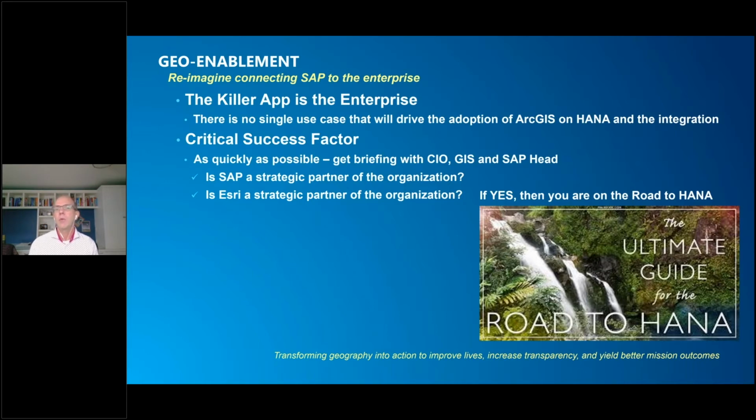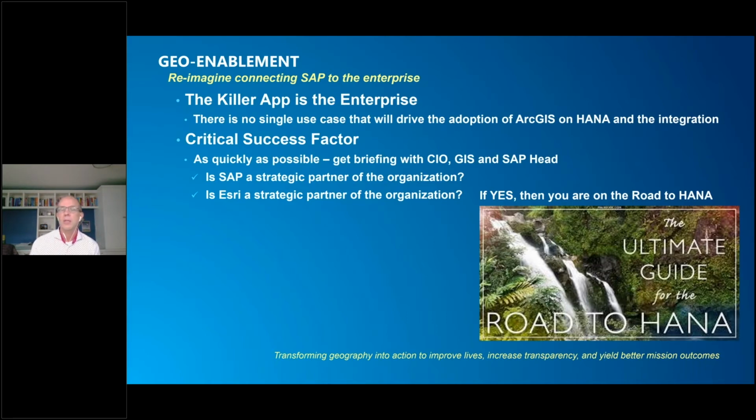And what we found was there's no single use case that will drive the adoption of ArcGIS and HANA. The important piece we found was there needs to be a strategic engagement from an agency or an organization with SAP and Esri in a strategic partnership. Once that has occurred, we can say there's no single killer app to cause this kind of investment. But programmatically and from a foundational perspective, each application will add more value to this strategic direction of an engagement within the ecosystem.